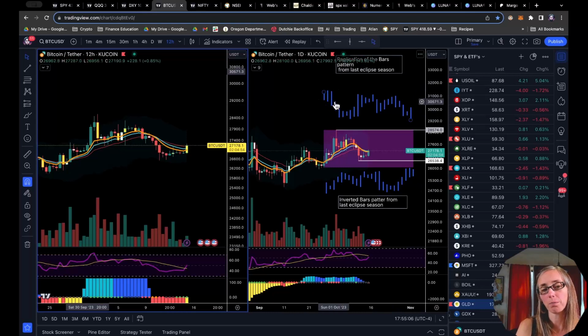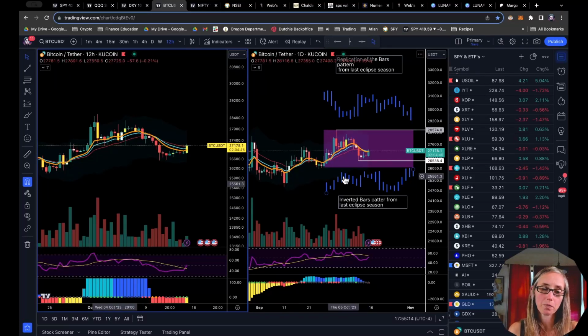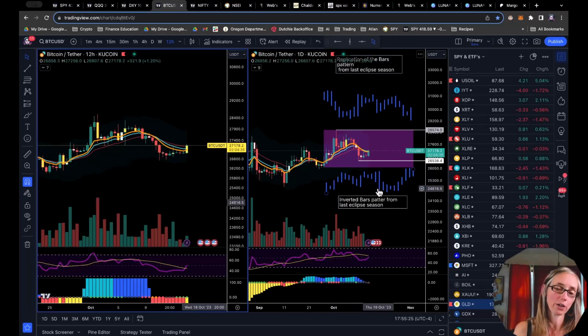What I found in Bitcoin is that there tends to be an alternation between upright and inverted bars patterns. And so far, the inverted bars pattern from last eclipse season has been pretty trusty. It's not a tick for tick replication, but it is a general pattern repetition. So based on that, I was looking for Bitcoin to come up a little bit early in the week. Actually, that started today.